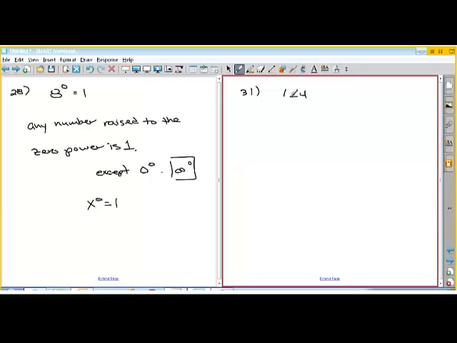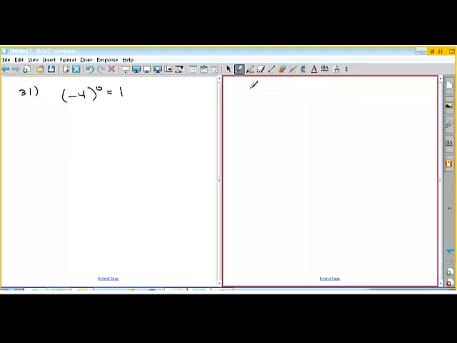Okay, 31. -4 to the 0 power. Well, we just said that any number raised to the 0 power is 1. Positive or negative. Okay, we're going to skip a few here. Not sure why, but we are.